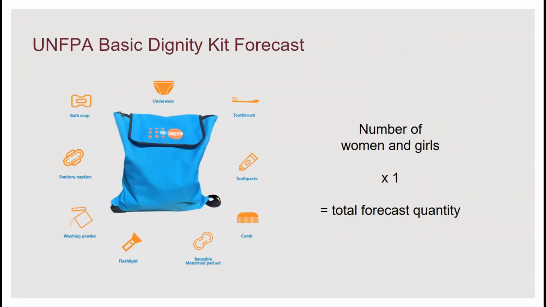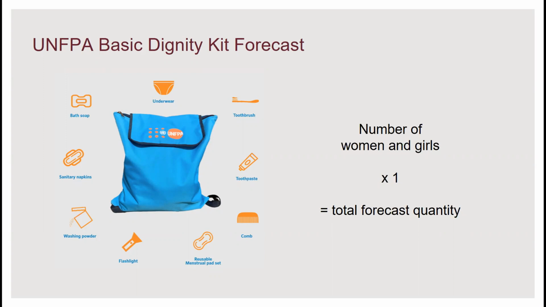Here is the UNFPA Dignity Kit that we saw earlier. We want to mention now that for this kit, the forecast is basically directly based on the number of women and girls that are intended to receive the kit. For the UNFPA Basic Dignity Kit, it would likely be 1 per woman or girl within a certain age cohort for this kit. So the forecast consumption quantity of kits would be 1 times the number of women and girls.